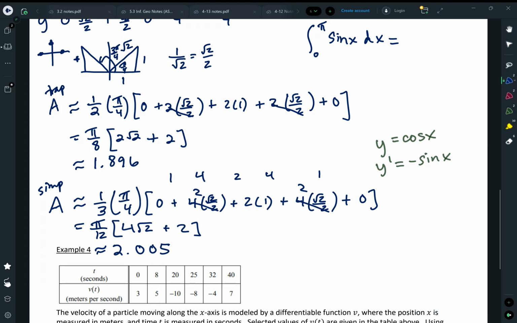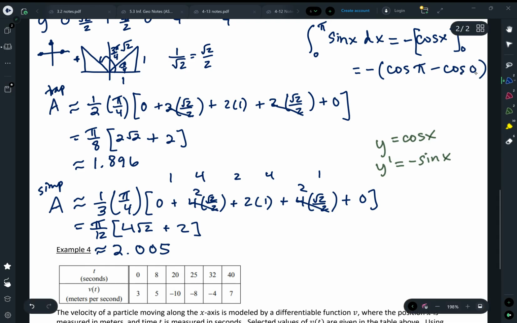So now I know that this really needs to be a negative cosine of x from 0 to pi, and I'm going to leave that negative outside for now. I think I'm going to make fewer mistakes that way. So then I've got to take the cosine of pi minus the cosine of 0. On this one, when I have cosine of 0, I can't just ignore it and pretend it's a 0, like if I'm doing a polynomial, right? I've got to be careful.